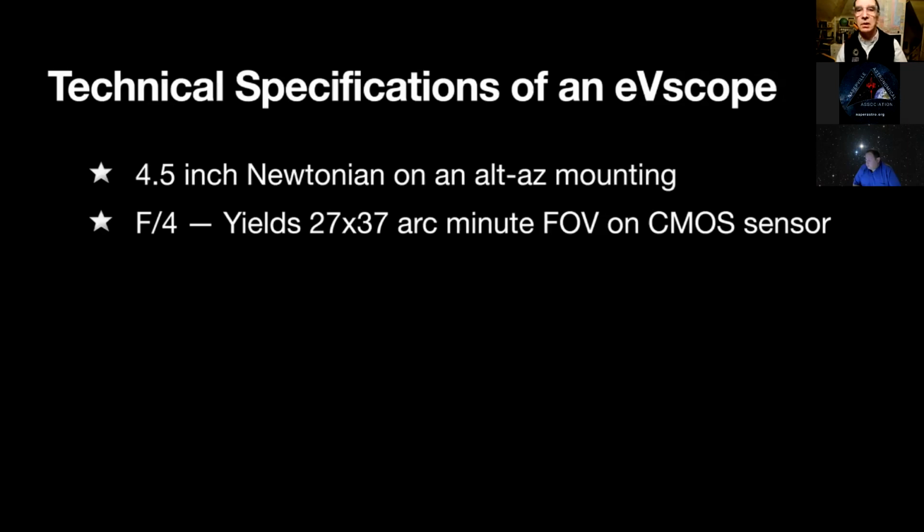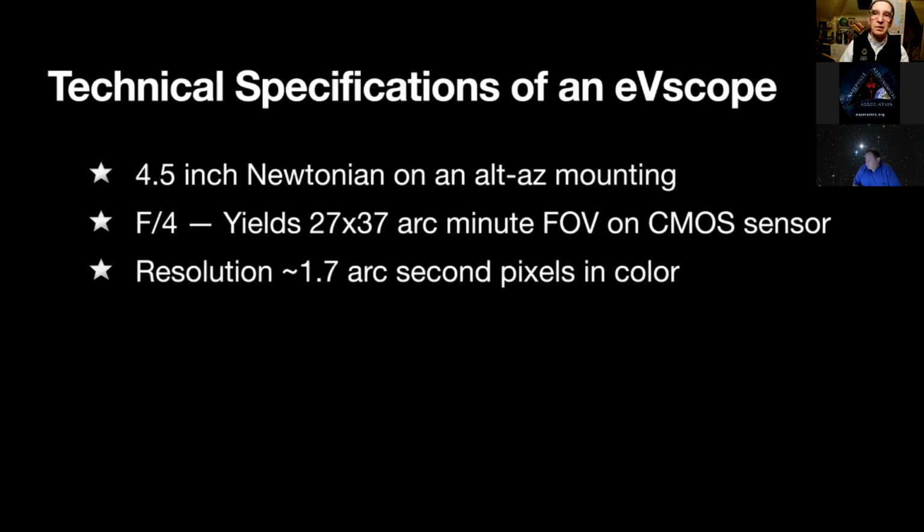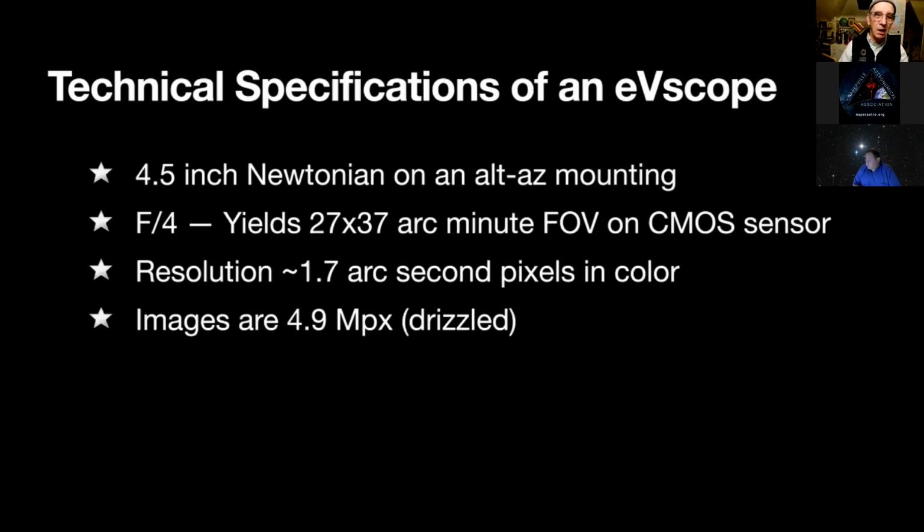The resolution of this thing is about 1.7 arc seconds per pixel, which, of course, the seeing that I experience is never anywhere close to that. So it's usually pretty good. The images from the current version of the software come out as 4.9 megapixel. They do a process, I only know a little bit about it, called drizzling, where they take the 1 megapixel image and slew it around and get higher resolution out.